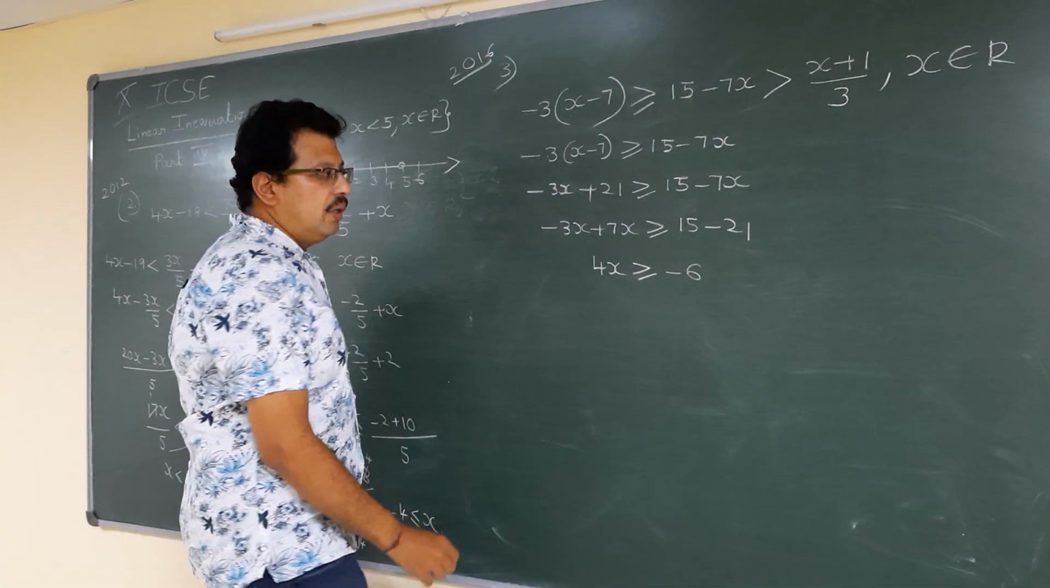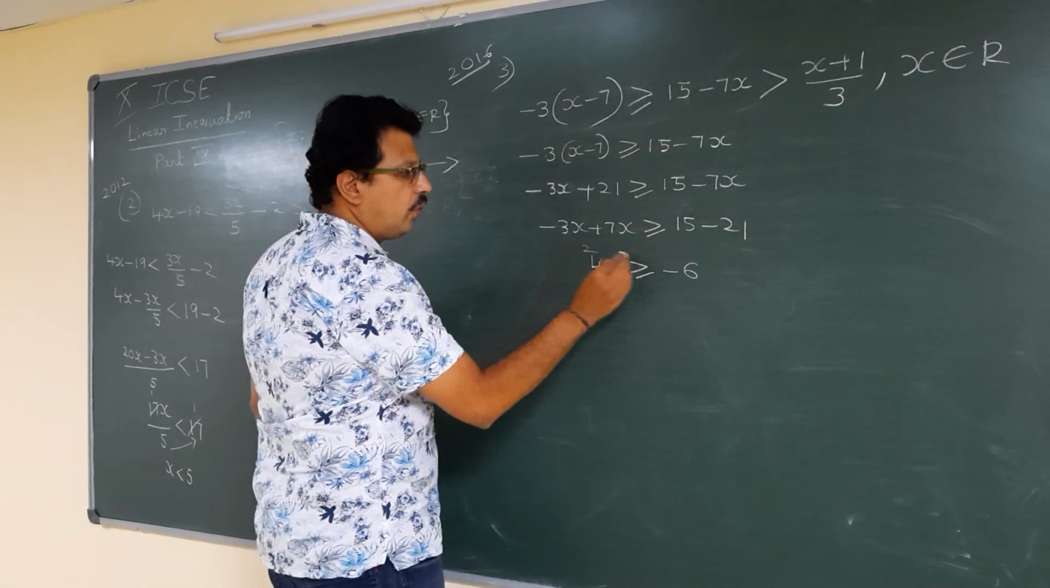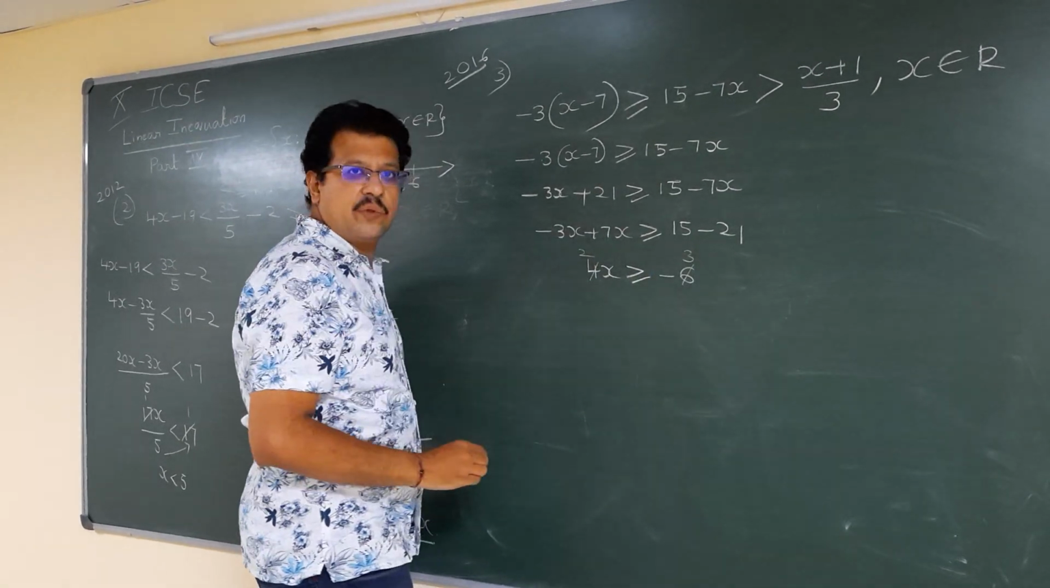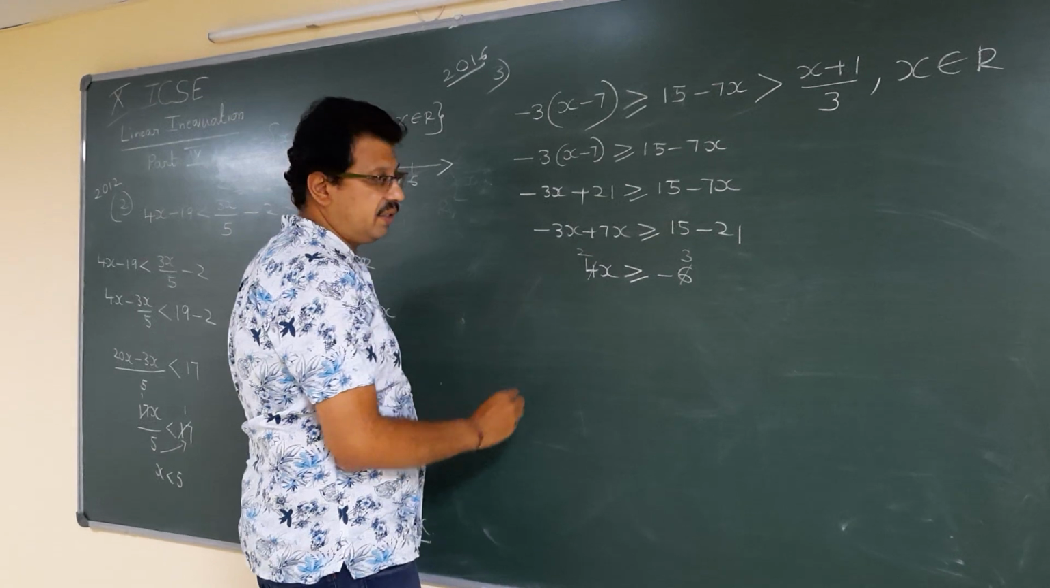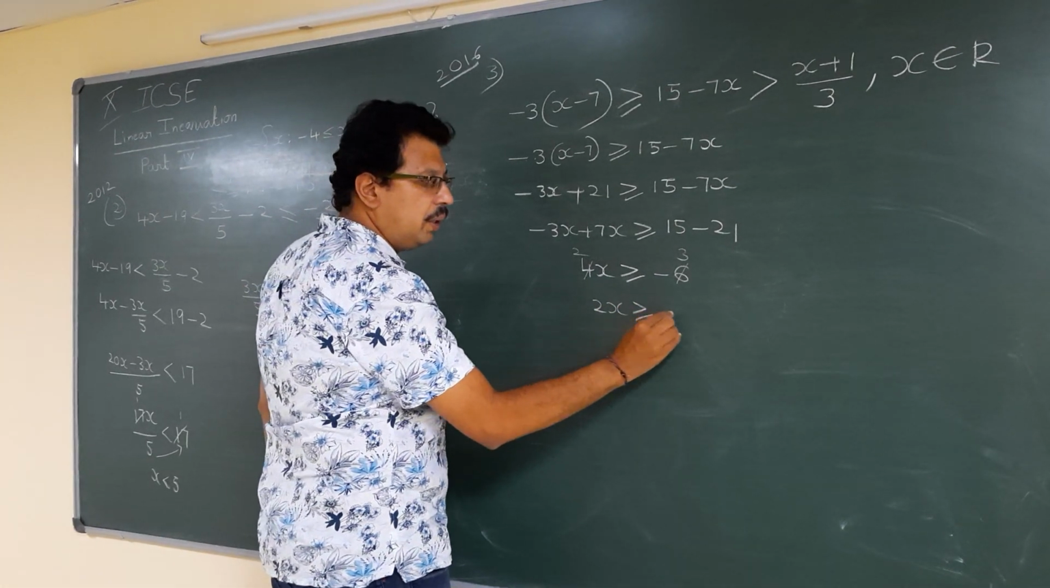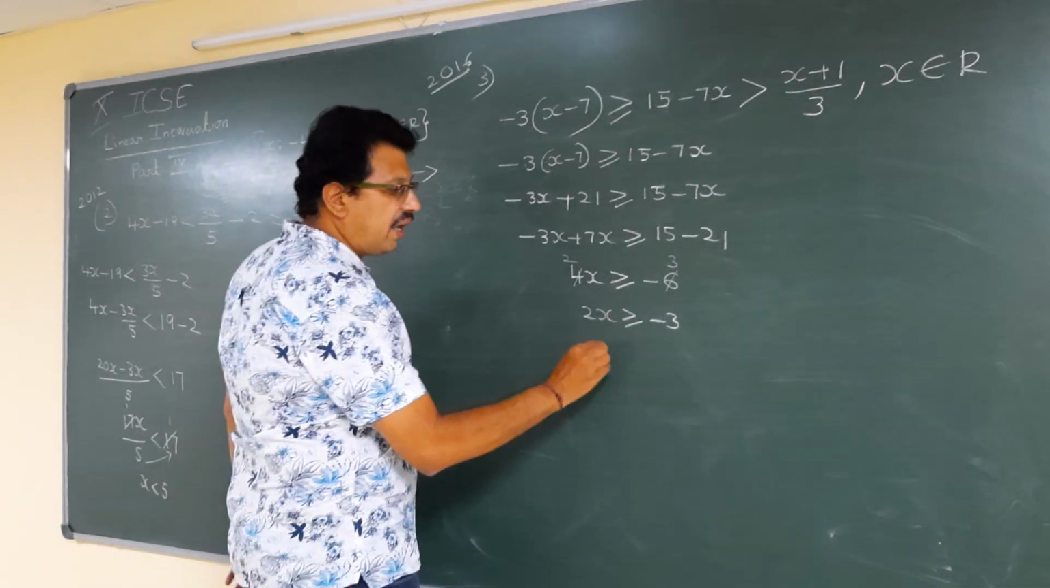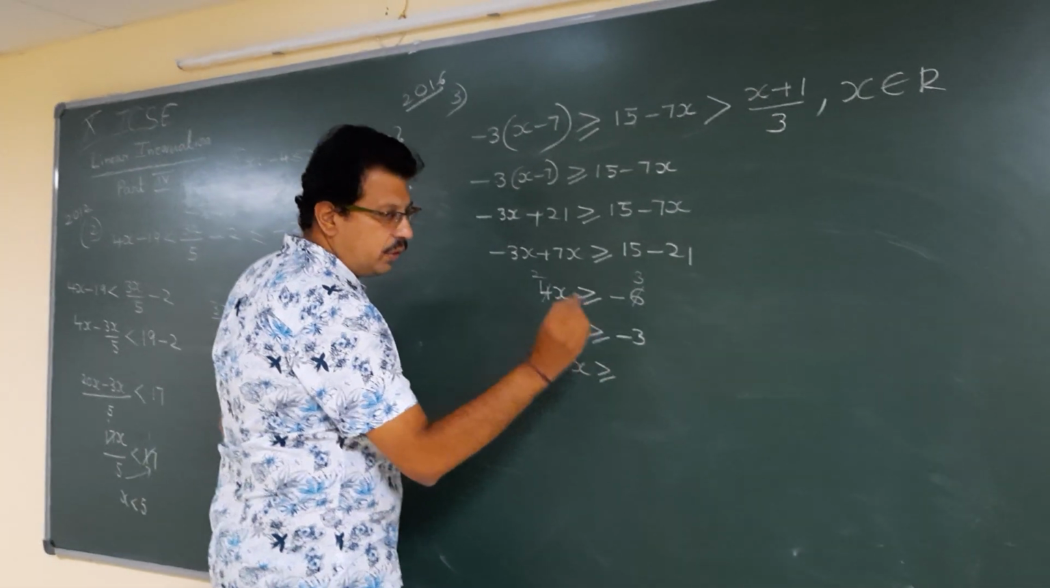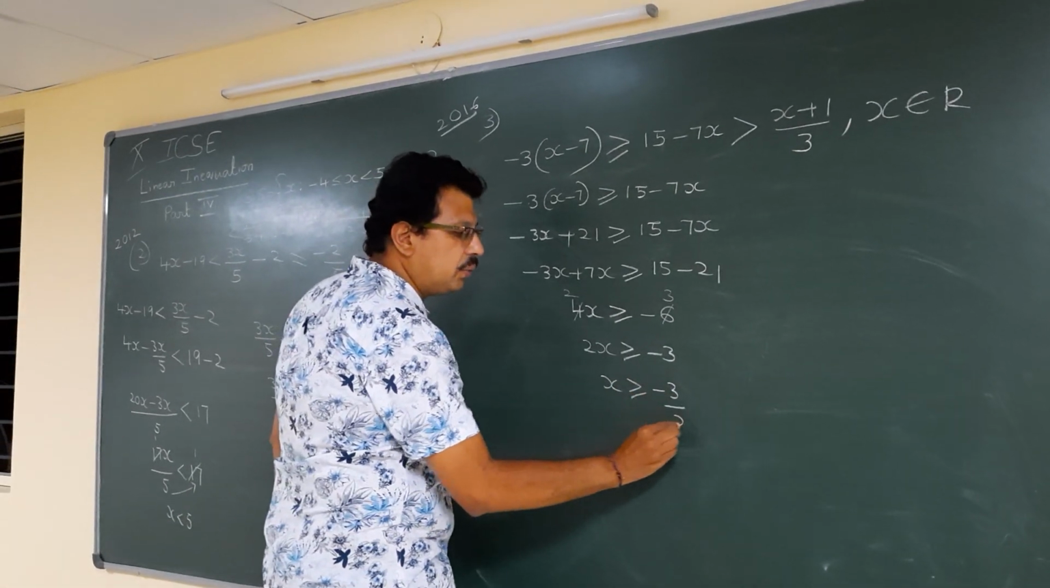It's minus 6. So 2 2s are 4, 2 3s are 6. We can cancel like this. So it is going to be 2x greater than or equal to minus 3, or x is greater than or equal to minus 3 by 2.